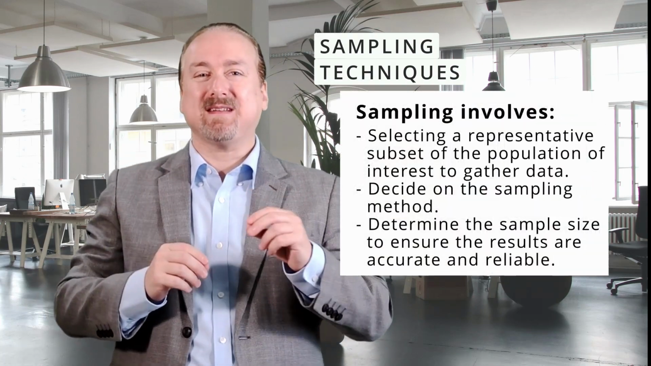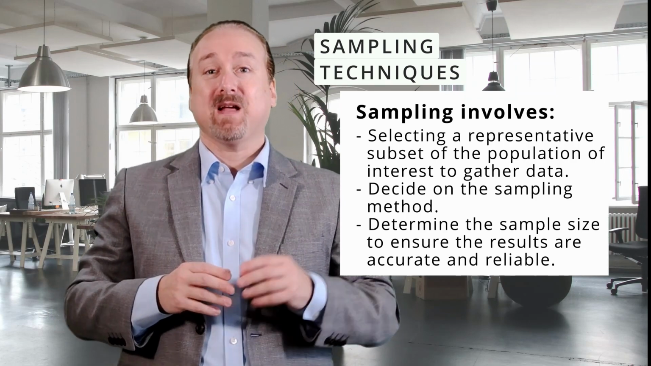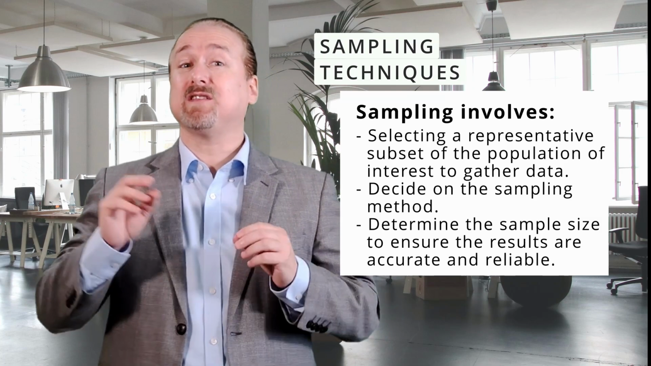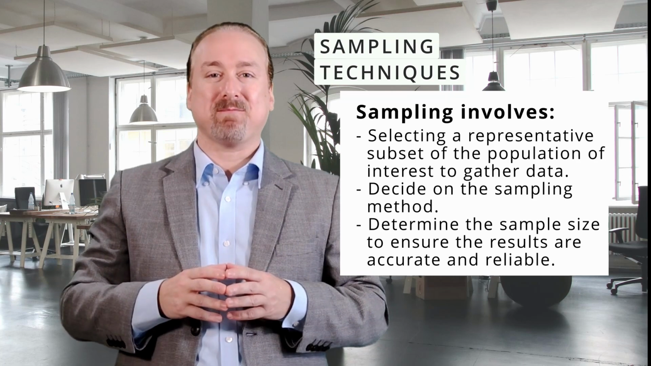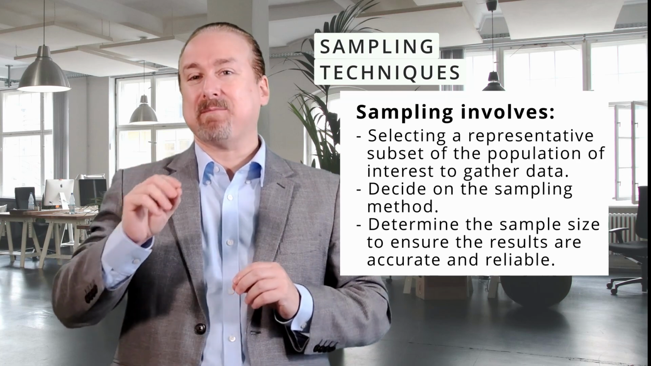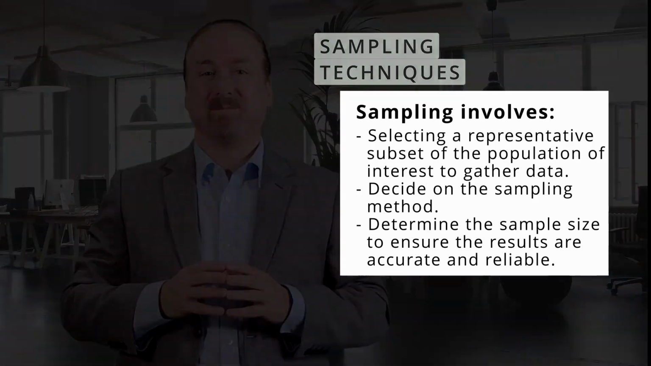Once the data collection methods are chosen, it's time to determine the sampling techniques. Sampling involves selecting a representative subset of the population of interest to gather data. Researchers must decide on the sampling method, such as probability or non-probability sampling, and determine the sample size to ensure the results are accurate and reliable.